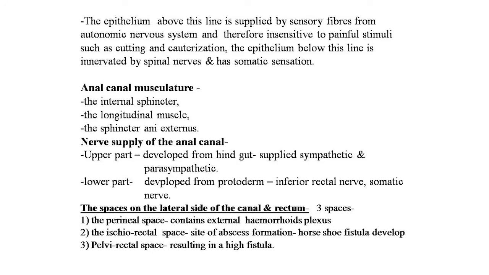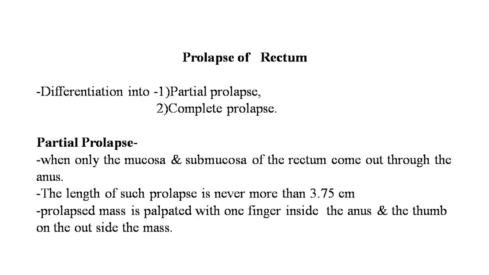Now the next point of this lecture is prolapse of the rectum. This can be differentiated into partial prolapse and complete prolapse. First we will see the partial prolapse. When only the mucosa and submucosa of the rectum come out through the anus, it is called partial prolapse. The length of such prolapse is never more than 3.75 cm. If this prolapsed mass is palpated with the fingers inside the anus and the thumb outside, it will be evident that it is composed of two layers of mucous membrane with submucosa in between.